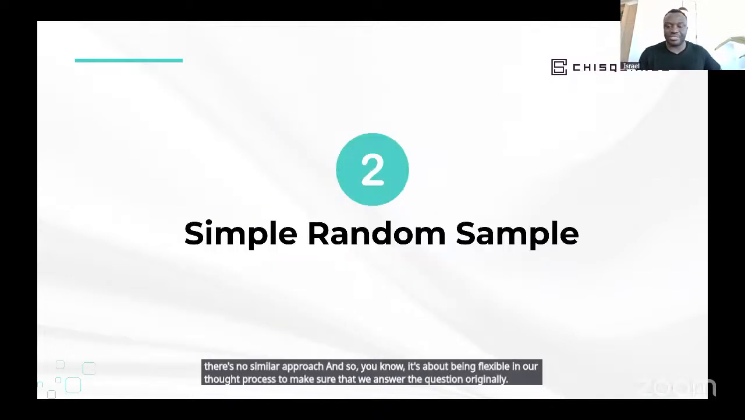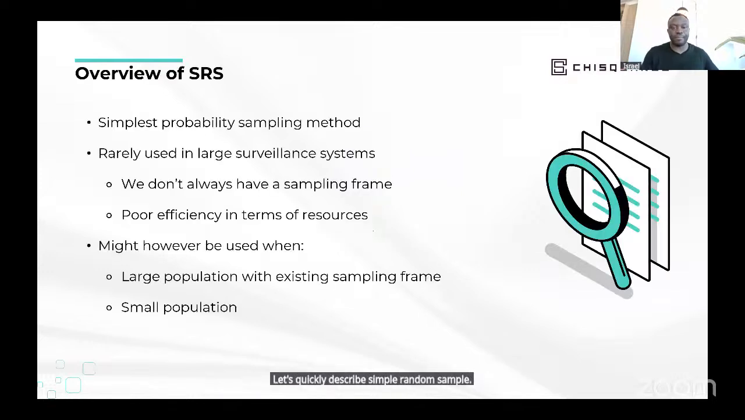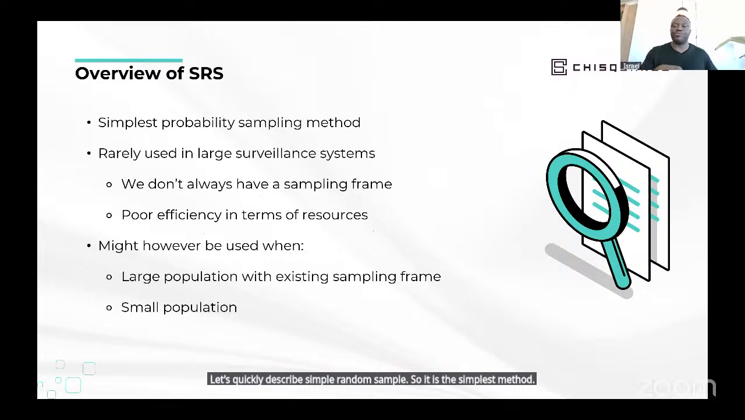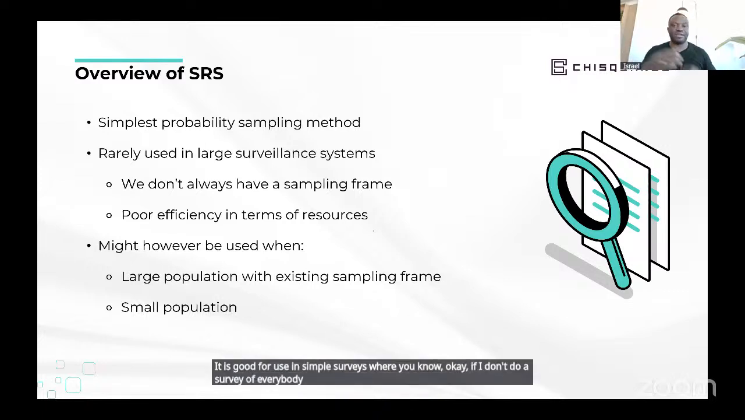Let's quickly describe simple random sample. So it is the simplest method, but we never, ever use simple random sample in large surveys. It is good for use in simple surveys where, okay, if I want to do a survey of everybody here, we can just say, all right, we have 252 people on the call. Let's just take a random sample, and administer the survey. You use it in simple settings where it's convenient and all.